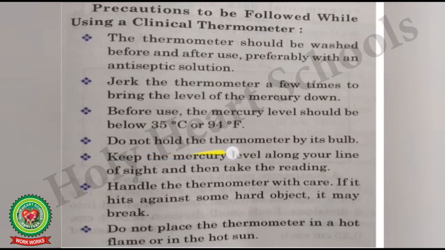Do not hold the thermometer by its bulb. Keep the mercury level along your line of sight and then take the reading. Handle the thermometer with care. If it hits against some hard object, it may break. Do not place the thermometer in a hot flame or in the hot sun.